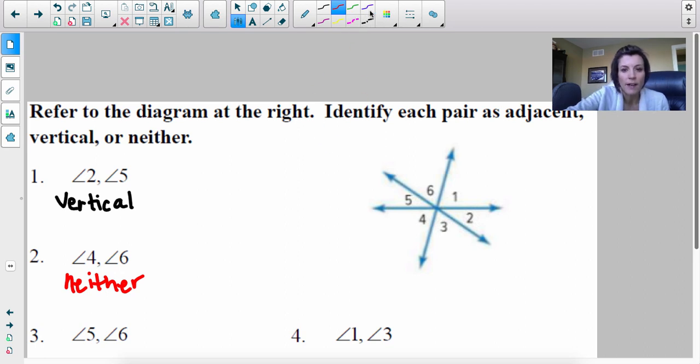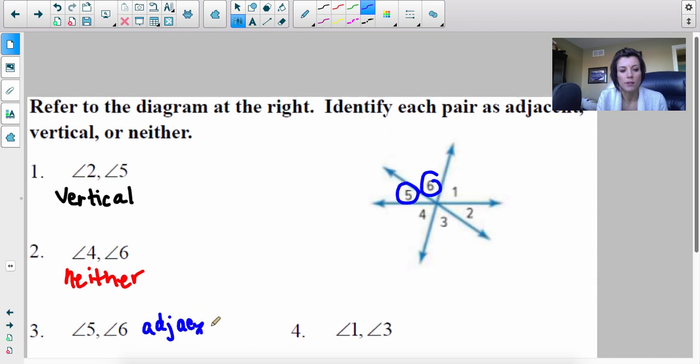But angle 5 and angle 6, we call those adjacent. Directly next door, they are neighbors. And then angles 1 and 3. I use the same color, so hopefully you can see that. They're not vertical. They're not next door neighbors, so we're going to call them neither.